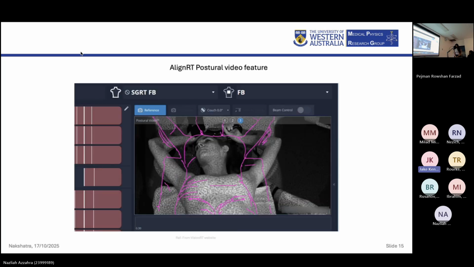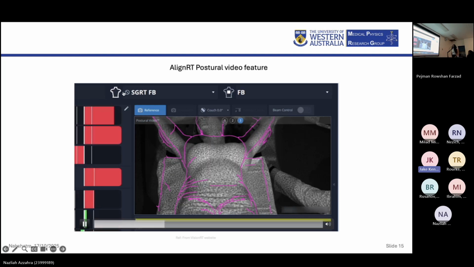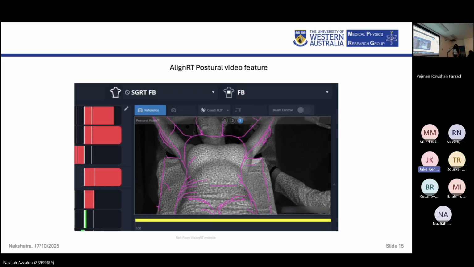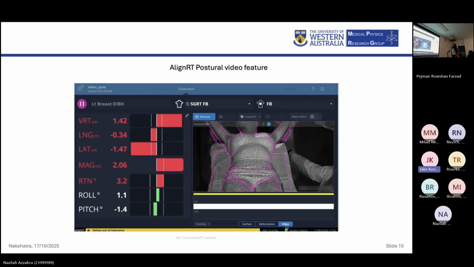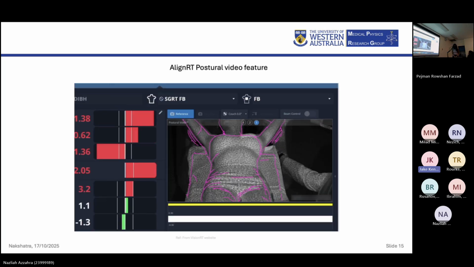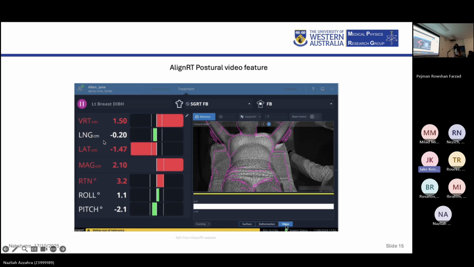And then this is a feature in AlignRT called postural video, where the reference is an outline, and the patient can be adjusted based on it. And it will also give the deviations on the system. The white lines indicate the thresholds, and when it goes out of the threshold, it becomes red and the beam pauses during a live treatment.